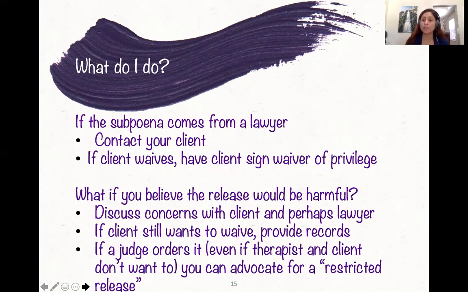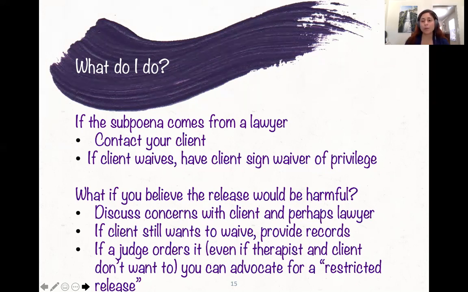If the client waives their privilege, meaning they say, yes, you can go ahead and hand over the records, you would have the client sign a waiver of privilege that puts in writing that they are allowing you to share the records, and then you would proceed forward with sharing the records. If the client says, no, absolutely not, I don't want my records shared, then you would assert privilege and not provide any information about the client to that attorney.